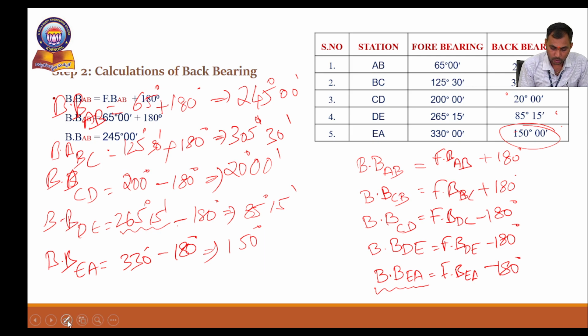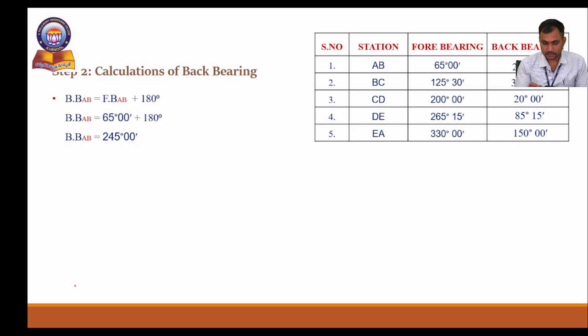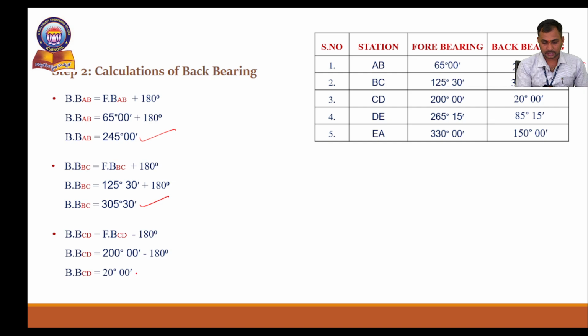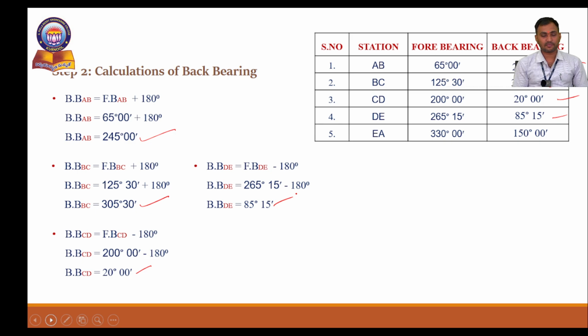Now let me see, this is the process we have to follow. The forebearing of AB plus 180 degrees is 65 degrees 00 minutes plus 180 degrees, so the back bearing of AB is 245 degrees. Next, 305 degrees for the back bearing of BC, from C to B. What is the back bearing value? It is 305, right, what we have calculated. Next, 20 degrees. Next, 85 degrees 15 minutes. And the next one, 150 degrees.